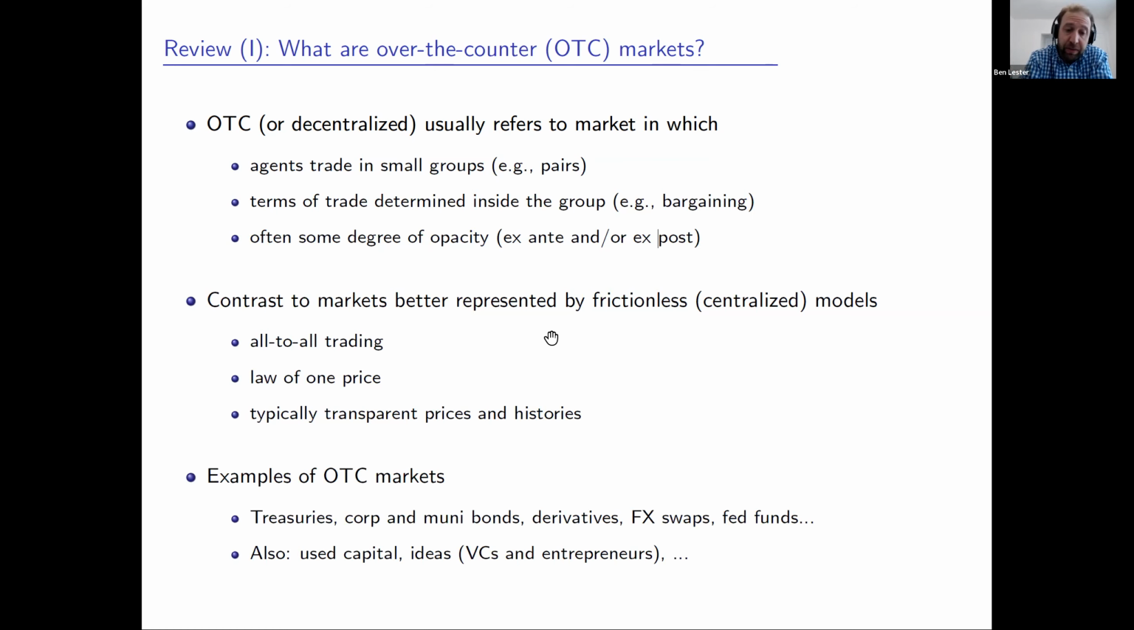Well, some very large and very important markets, it turns out. So treasuries, various types of bonds like corporate and municipal bonds, various types of derivatives, such as credit default swaps. The foreign exchange market, which is a huge market, is an OTC market. Here in the United States, the Fed funds market, which is the primary vehicle through which monetary policy implementation occurs, is an over-the-counter market.